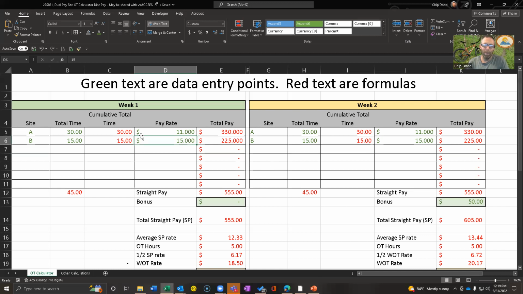The way the Department of Labor wants this done is, this is called straight pay. So it's the 30 times the 11 equals the 330, 15 times 15 equals 225. If you look here, it's 45 hours. So there is some overtime, but nobody cares about overtime right now. All we're doing is coming up with a straight pay. All of that ended up being 555.